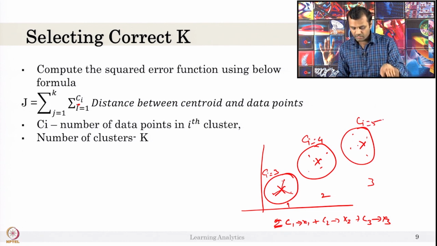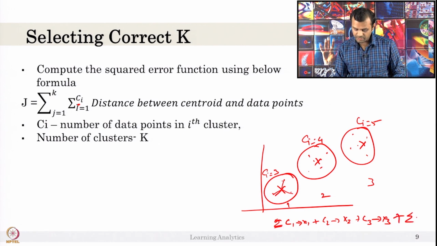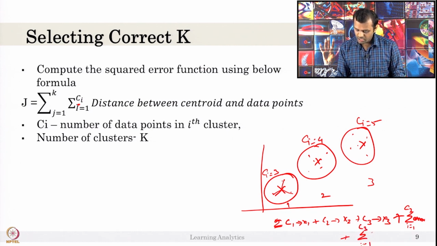So, first you iterate here, and for cluster 1, i equal to 1 to C1, plus for cluster 2, i equal to 1 to C2, that is the distance between the centroid and the data points in this cluster. This we call the error function, plus i equal to 1 to C3, the error function. If you have this distance computed and summed, that is the objective function. So, our objective is to reduce this distance within these clusters as much as possible.